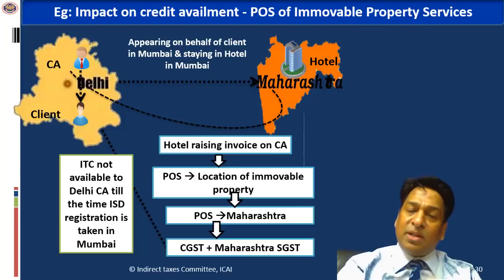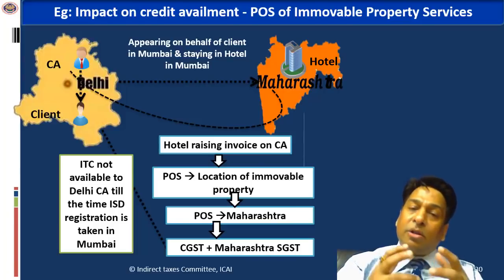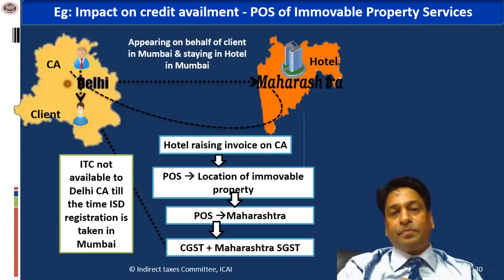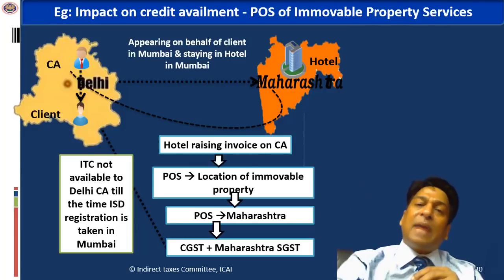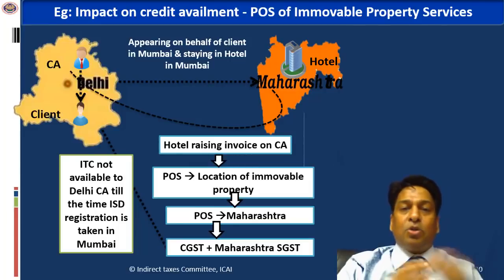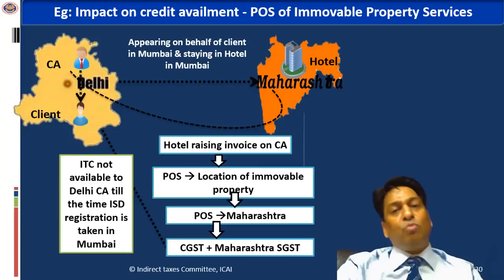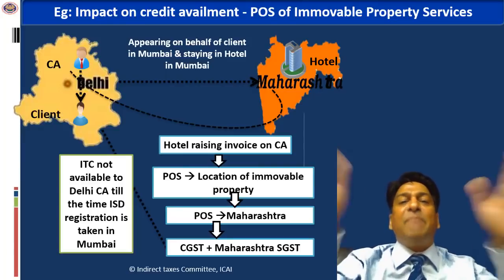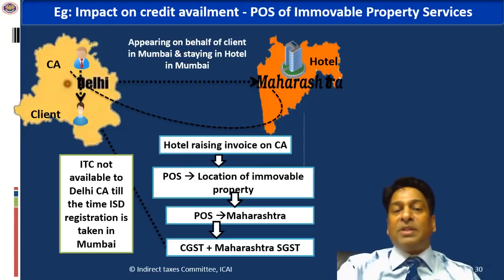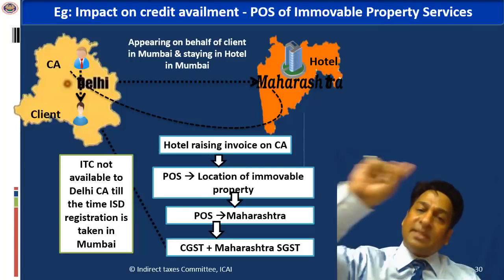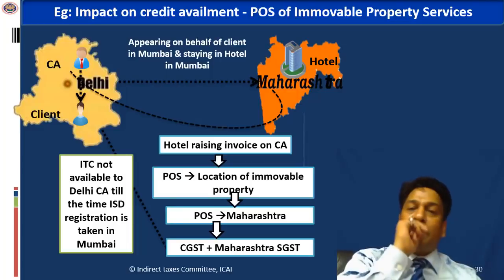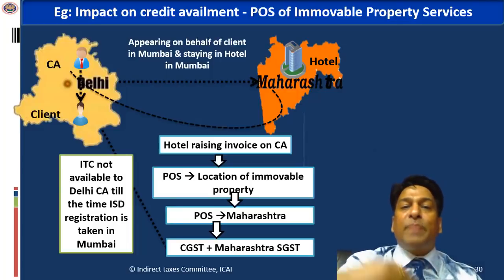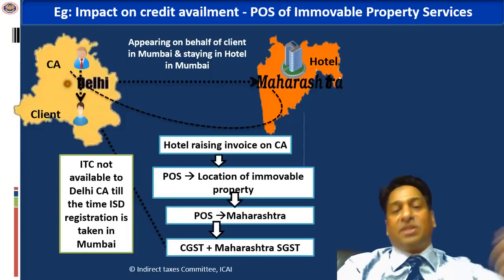I'm a chartered accountant. My client is also in Delhi. We both are in Delhi. My client wanted me to undertake the personal hearing of a particular case coming up in the tribunal at Mumbai. So I have gone from Delhi to Mumbai and stayed in a Le Méridien Hotel, Mumbai. Now this Le Méridien Hotel is going to raise an invoice to Bimal Jain, a chartered accountant registered in Delhi. Tell me, would the transaction be intrastate or interstate?